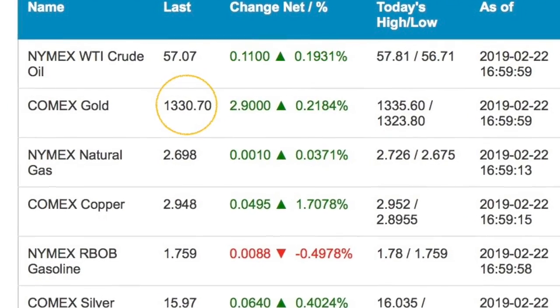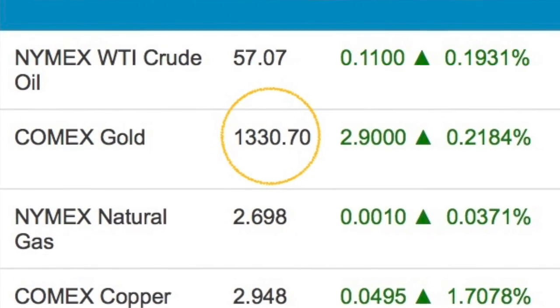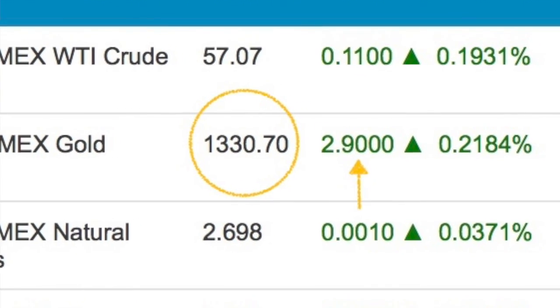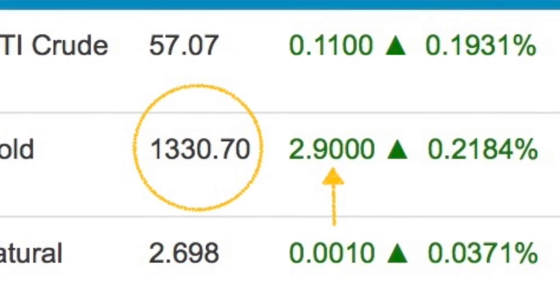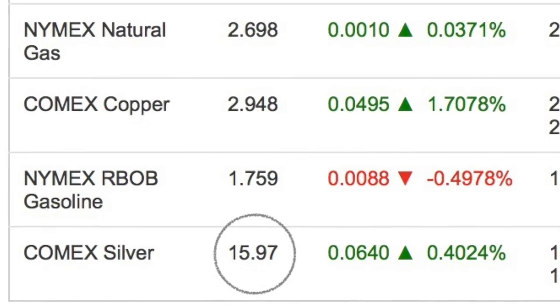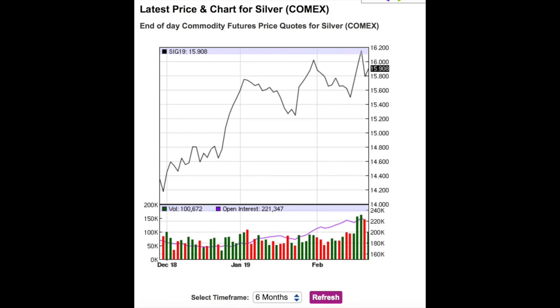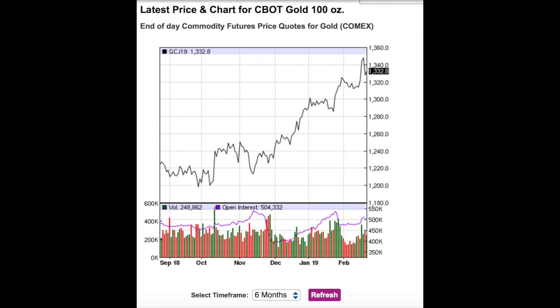According to NASDAQ, the latest price of gold is $1,330.70, which is an increase of about $2.90 since the last report. And the latest price of silver is reported as $15.97, about a 6.4 cent increase. Both of these prices have been increasing over the last 6 months.